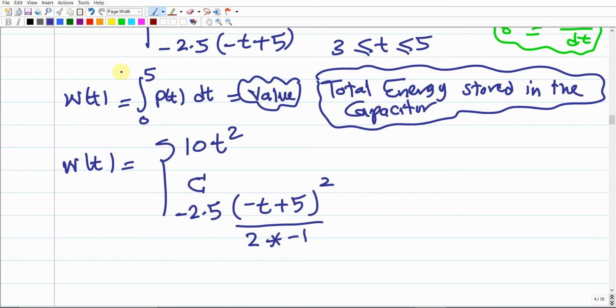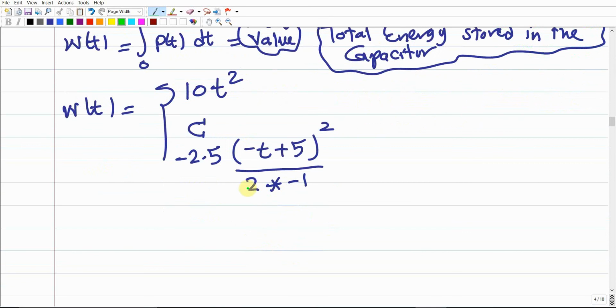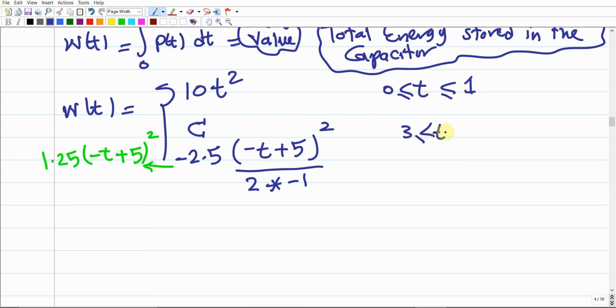We can simplify this function by dividing the 2.5 by 2, and you can get rid of the negative 1 with the negative here. So this expression can be written as 1.25, which is half of the 2.5, and it's going to be positive times the negative t plus 5 squared. Make sense? Then this should be within the time period between 0 to 1, and this should be within the time constant between 1 to 3. And this should be within the time constant between 3 to 5.